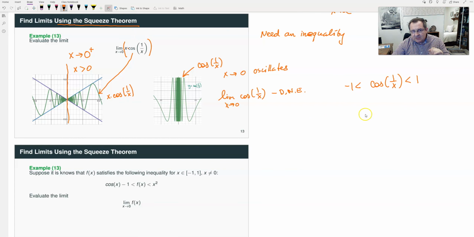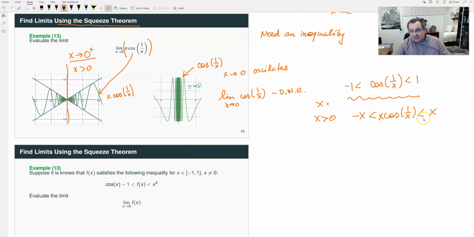And we can try to see if we can come up with an inequality that will help us take the limit as x approaches 0 from the right. Well, that inequality is sort of seen from the little facts that we know about cosine. If we multiply the entire inequality by x, and x is positive, then the inequality stays the same. So I can write negative x less than cosine of 1 over x times x less than x. I have an inequality.